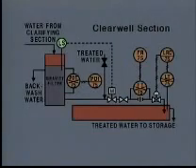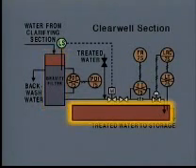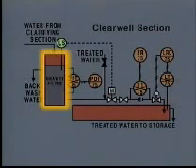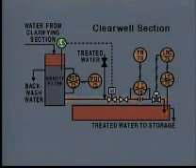The major components in the clear well section are a gravity filter. The gravity filter removes the small amount of solids that haven't settled out. Water enters the filter through this line and leaves through this line. This symbol represents a pressure differential transmitter. The transmitter receives pressure signals from the two connections located on the filter. The transmitter produces a pneumatic signal that's proportional to the difference in pressure across the filter.